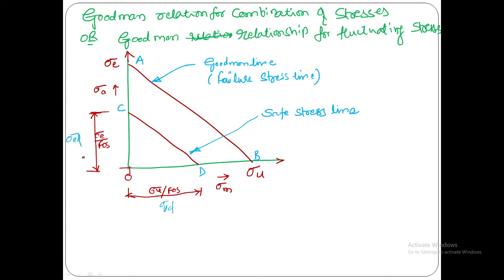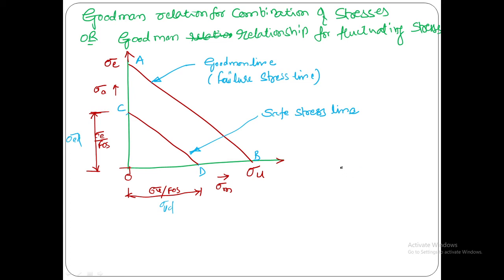Now you just connect the lines. Taking the value of sigma u by FOS as a point D and sigma e by FOS as a point C, you just join them. Now this line is the safe stress line.